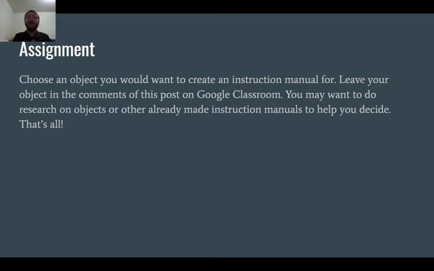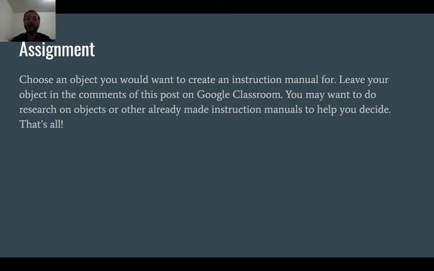All right, and then assignment. The assignment for this first component of the technical writing is very, very simple. So you're going to choose an object you would want to create an instruction manual for, and that's essentially it. I will be assigning kind of the unit project for this pretty soon. It's going to be creating an instruction manual for an object of your choosing.